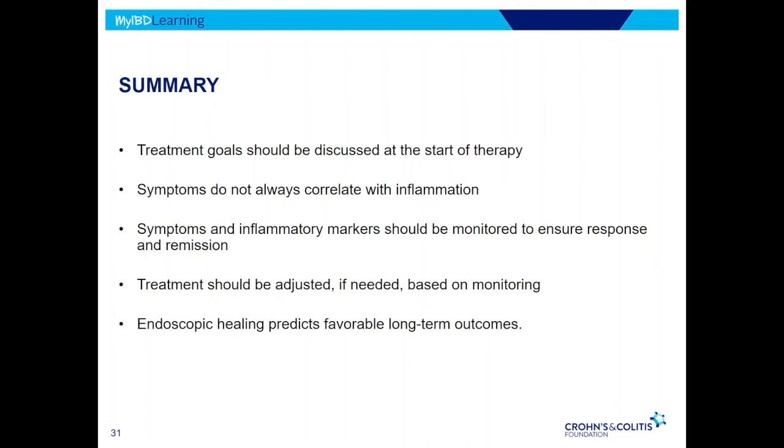Mural means wall. Transmural means the entire wall, because Crohn's disease is full thickness bowel inflammation. And the ideal goal is to heal the entire thickness of the wall where there is inflammation.